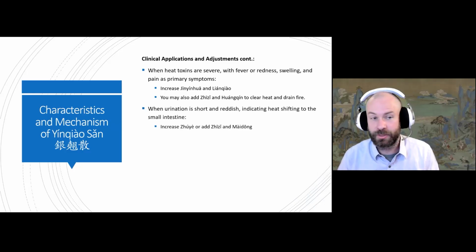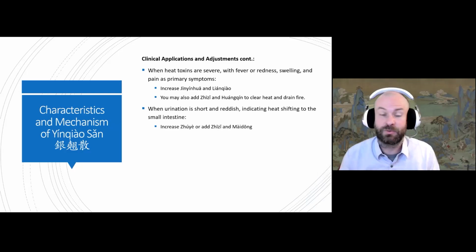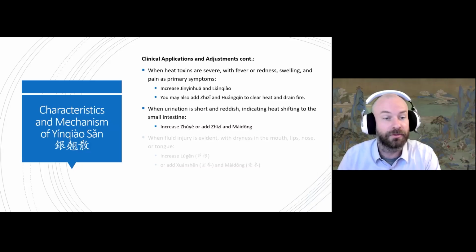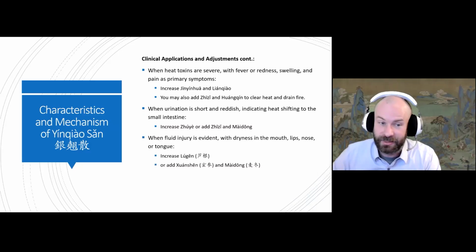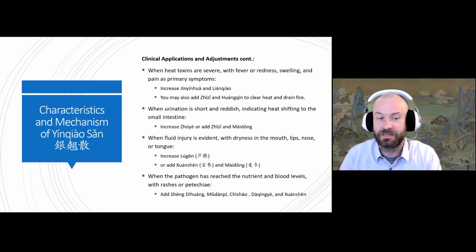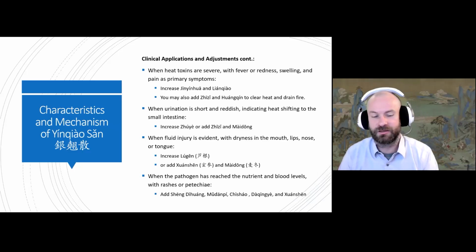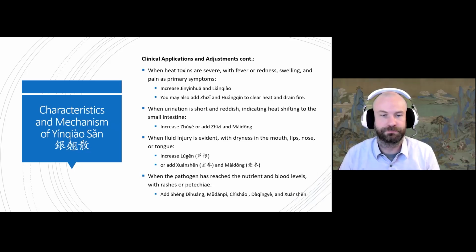If urination is short and reddish, indicating heat shifting to the small intestine, you may also add Zhuye or Zhizi and Maidong. When fluid injury is evident, with dryness in the mouth, lips, nose, and tongue, you may also increase Lugen or add Xuanshen or Maidong. And when the pathogen has reached the nutritive and blood levels with rashes, papules, or petechiae, you can add Shengdihuang, Mudanpi, Chishao, Daqingye, Xuanshen, those kinds of blood layer cooling herbs.